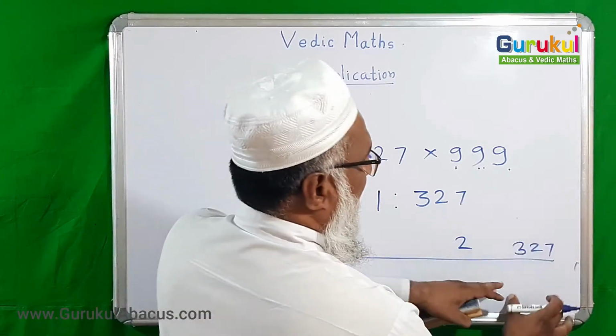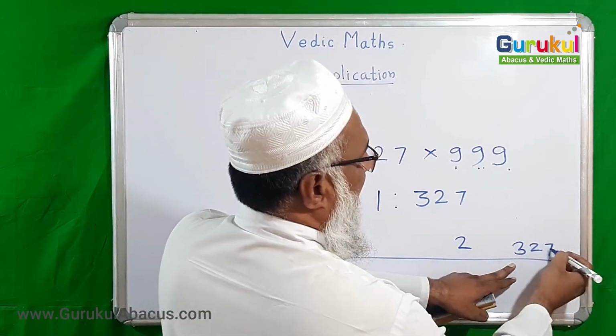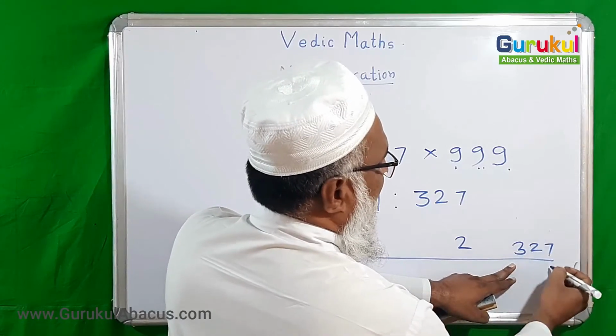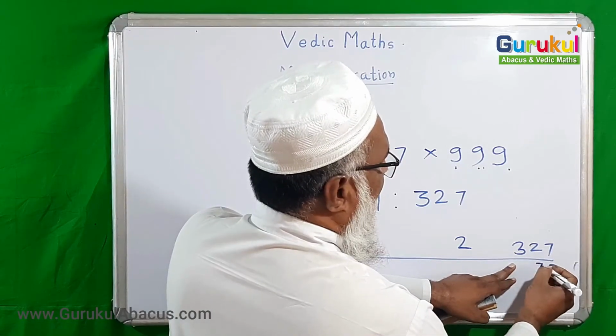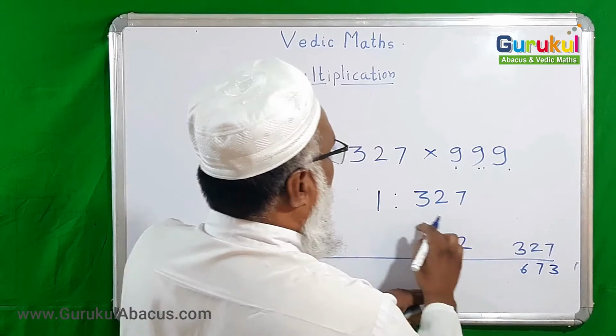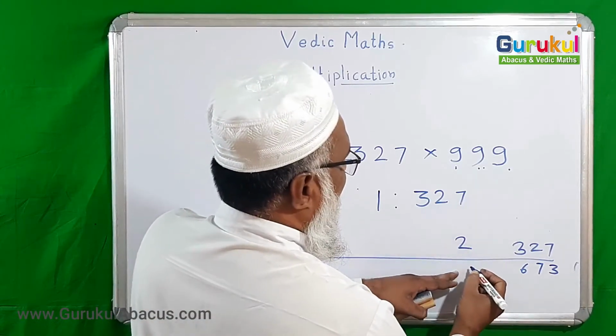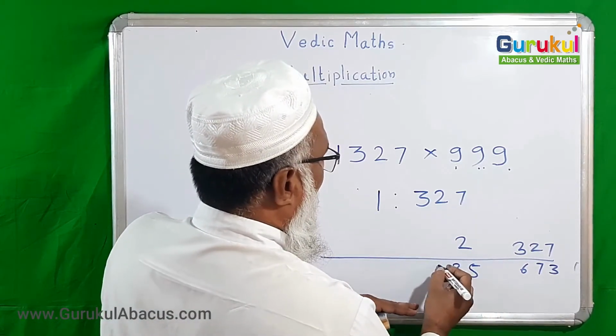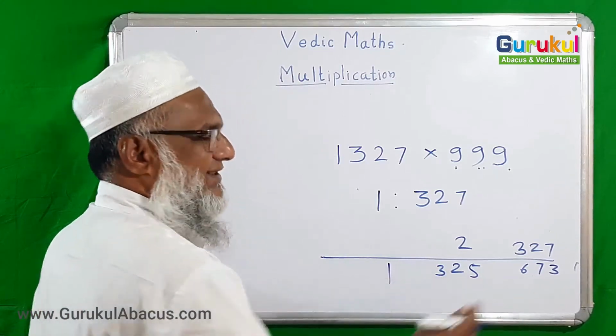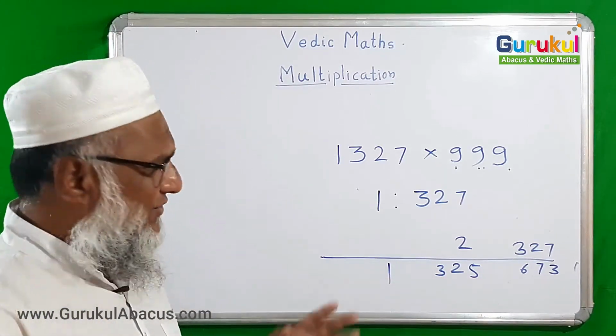Now writing this here, last from 10, rest from 9. 10 minus 7 is 3, 7, 6. And here the subtraction is very easy. 7 minus 2 is 5, 2, 3, and 1 to 1. This is our answer. Yeah, so simple.